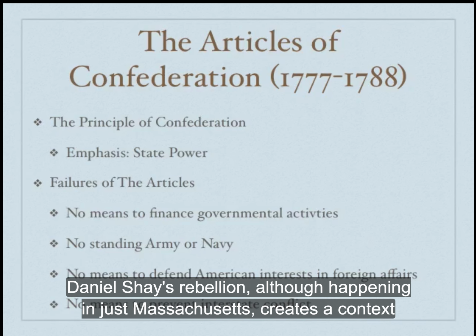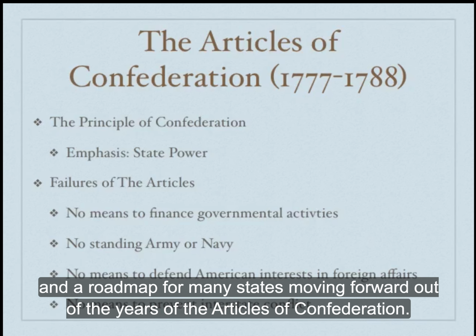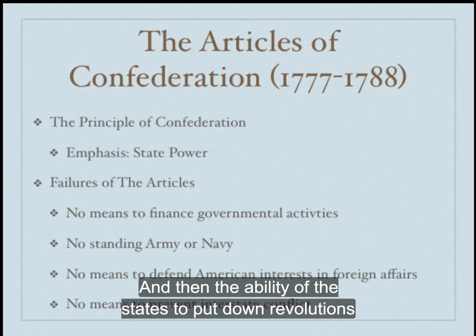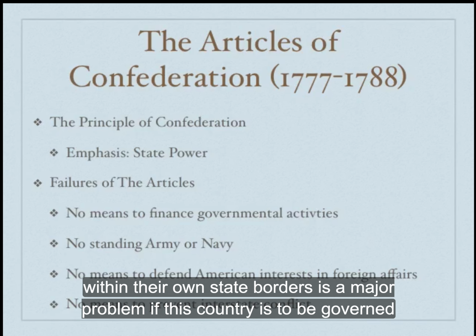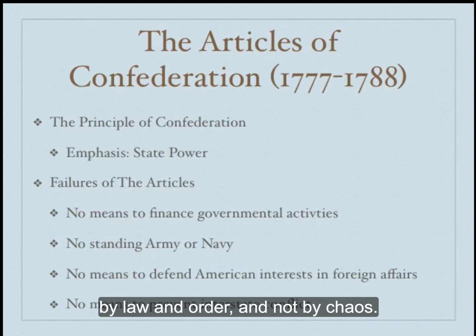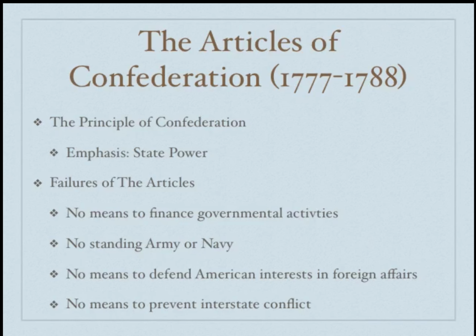Daniel Shea's rebellion, although happening in just Massachusetts, creates a context and a roadmap for many states moving forward out of the years of the Articles of Confederation. An inability of the states to put down revolutions within their own state borders is a major problem if this country is to be governed by law and order and not by chaos.